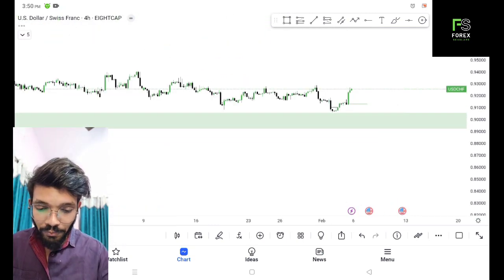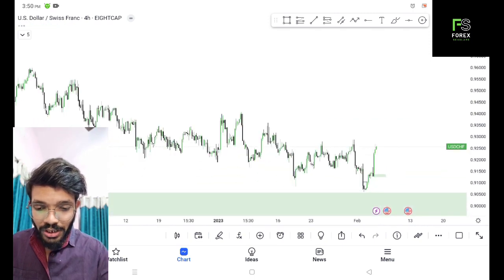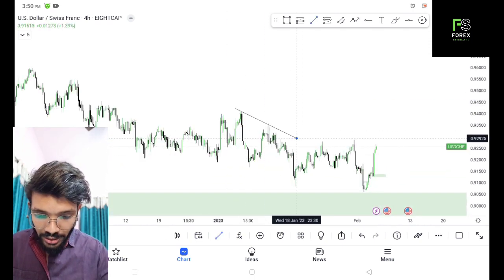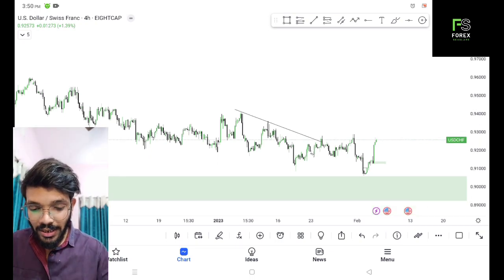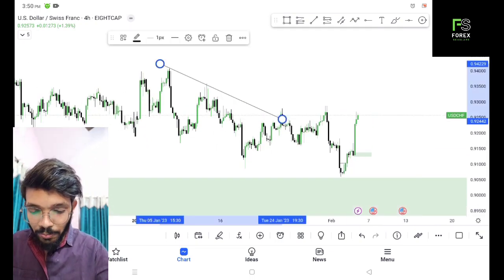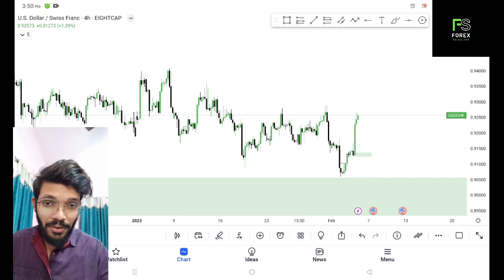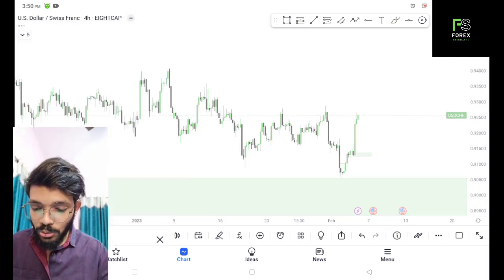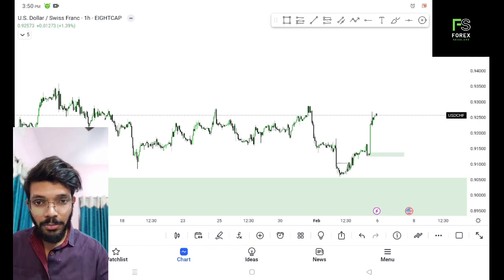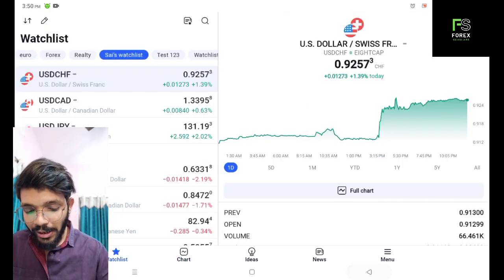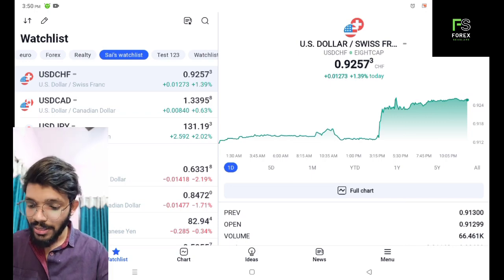But if it gives a very good change of character above these particular levels, the liquidity area, then I think we can see an upper move in the USD CHF. But as of now, I would like to short USD CHF near every supply with double confirmation, not just a tap and short, but check in the smaller time frame and then short maybe.